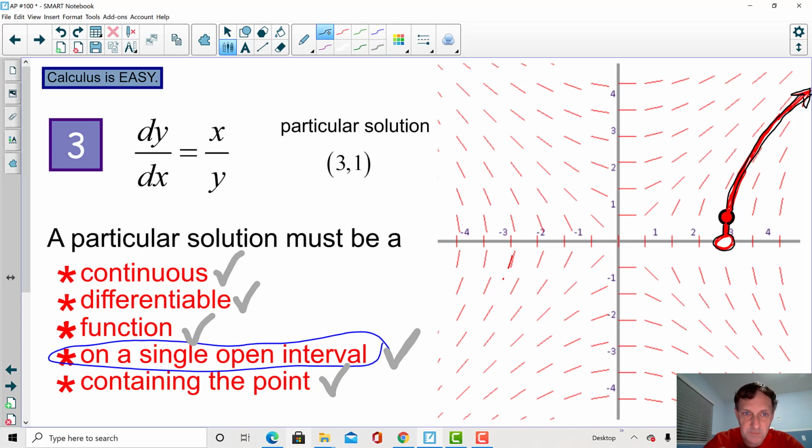So a particular solution must check all 5 of these boxes over here. It must be a continuous differentiable function on a single open interval that contains that point. So they do give you the point. Every time they ask you to draw a particular solution, they must give you a point. Make sure you write down all 5 of those things. This is very important. And now I think it's time to go practice some examples.